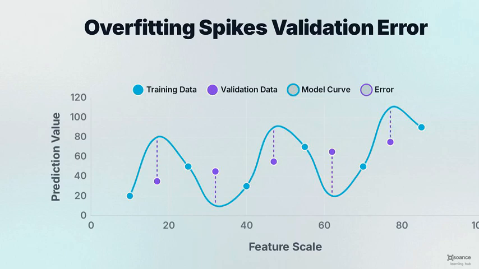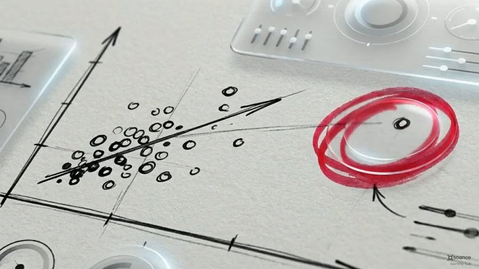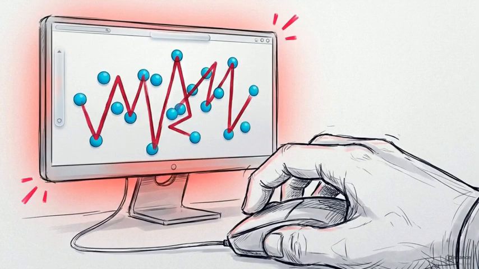This massive discrepancy between a near-perfect training score and a broken validation score is called the generalization gap. Our model learned the training data so aggressively that it memorized the random noise. Now it is wildly sensitive to any new information. This is overfitting, and we diagnose it as high variance.